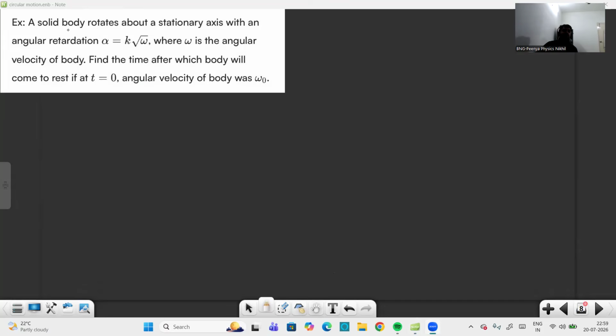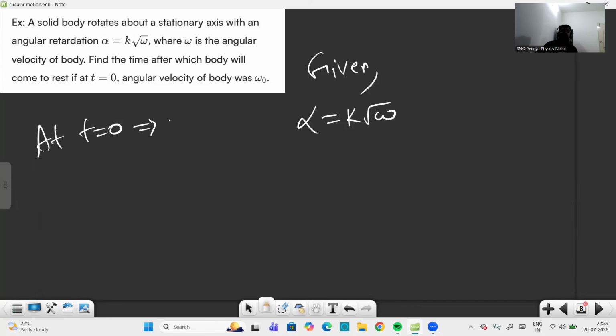Here it is mentioned that a solid body rotates about a stationary axis with an angular retardation alpha equals k root omega. Where omega is the angular velocity of the body. Find the time after which the body comes to rest, if at t equals 0, the angular velocity was omega naught. So at t equals 0, that means initially, omega initial was omega naught.